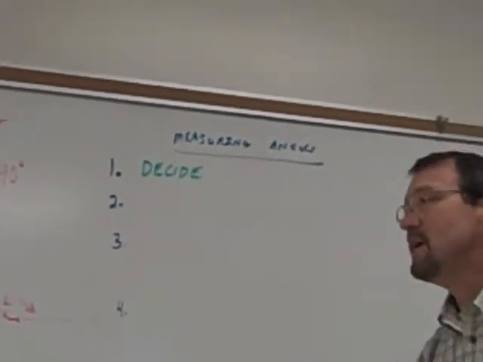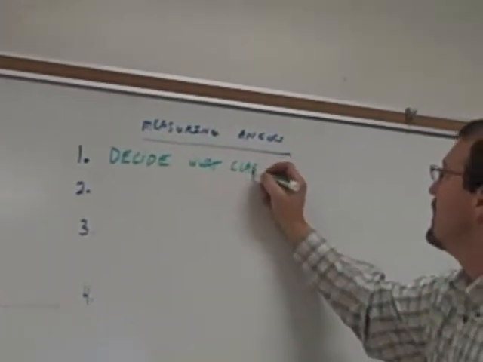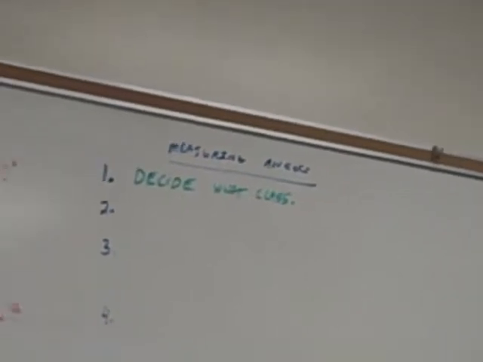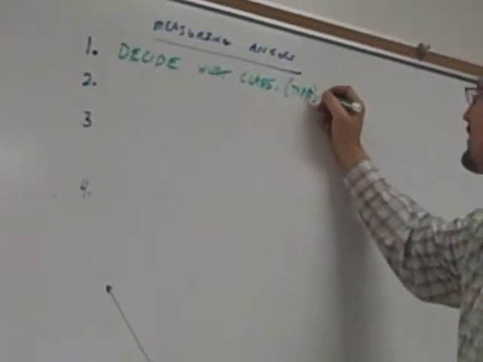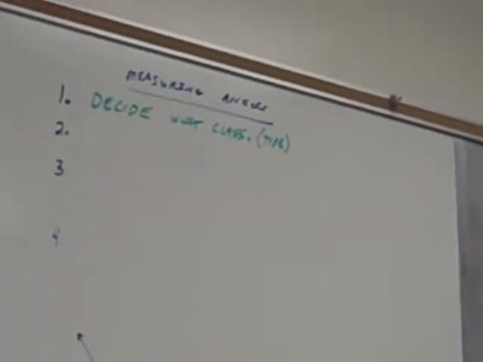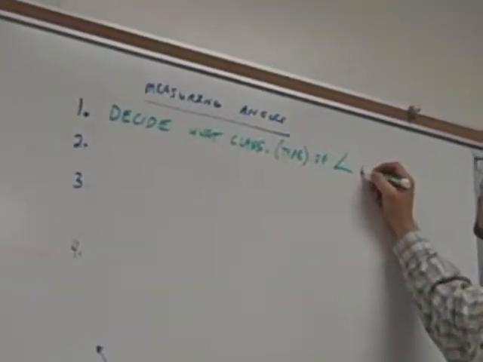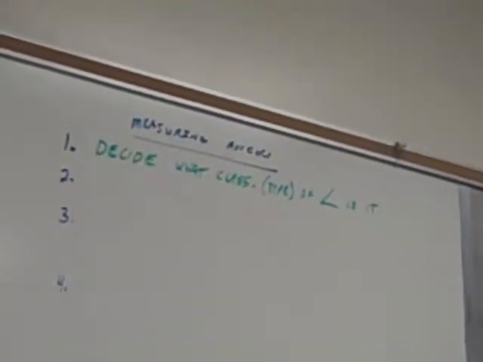First thing you do is decide what class. Period, what does that mean? Classification. I'm going to put type in beside it with parentheses. You have to first decide what type of angle it is. That's step one. Meaning, is it acute? Is it obtuse? Etc. Because that will help us in just a little while.